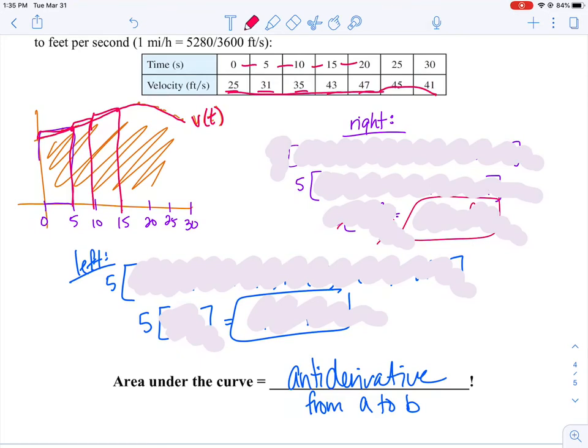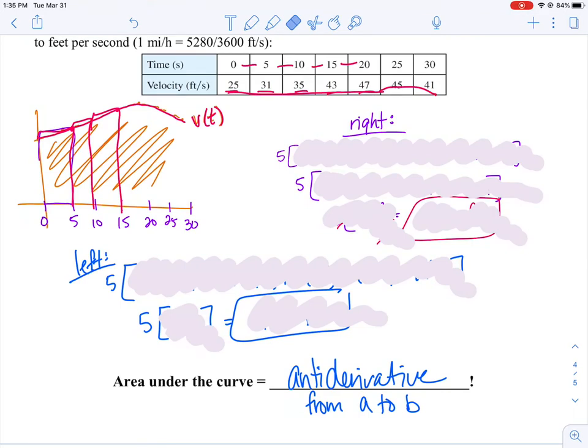If my function is increasing and I'm using right endpoints, is this going to be an overestimate or an underestimate? It looks like it's going to be an overestimate this time, right? So let's look. I know that each of my little rectangles are going to be 5 wide, so the widths of my rectangles are 5.